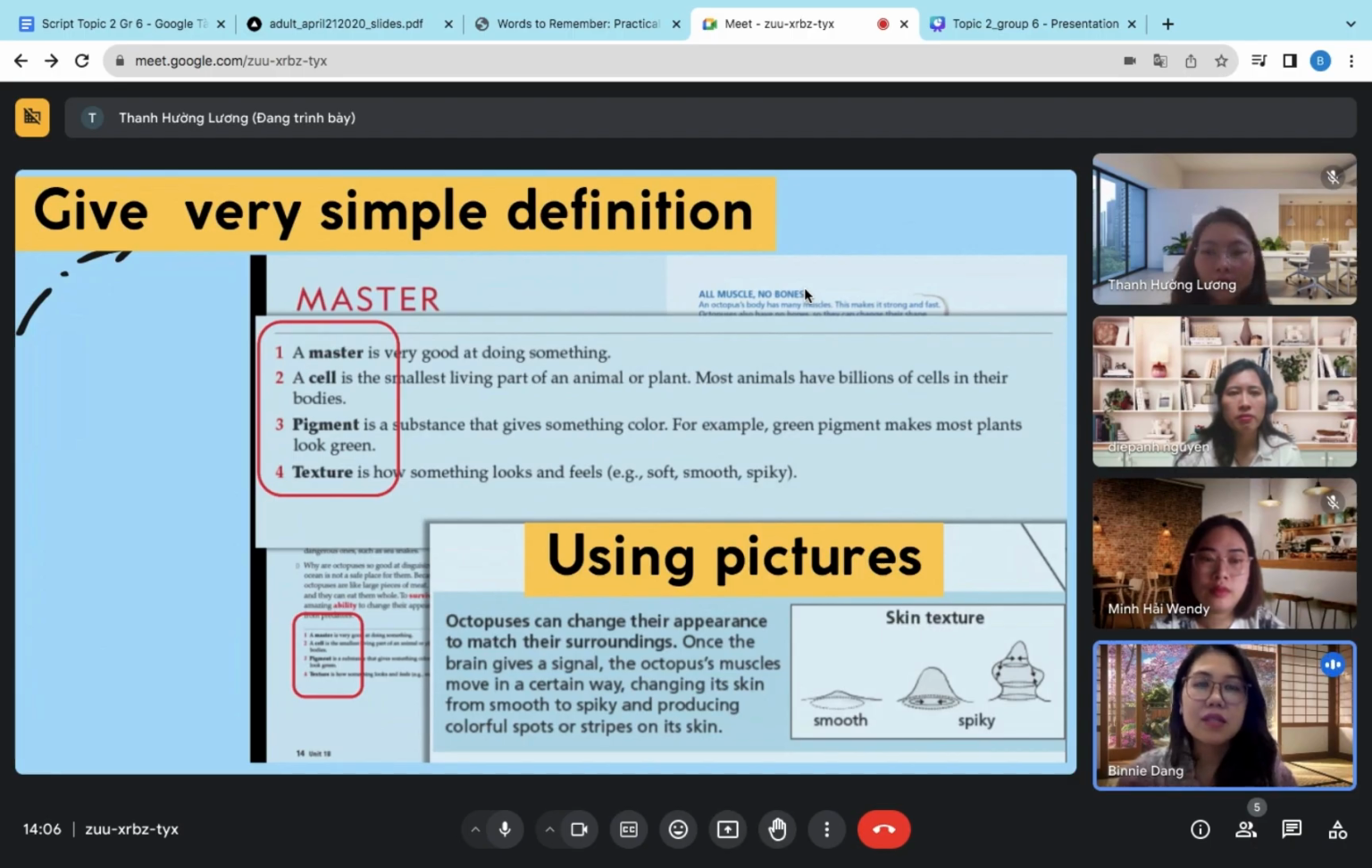And if the words are ones that we cannot pre-teach or cannot give a simple definition for because they are very difficult words, or we cannot use pictures to describe them, then we can use the website, as I showed, and we can change the words into another one as I have spoken before. That's all I can share with you about this one.